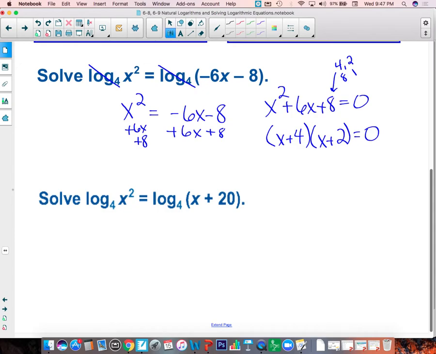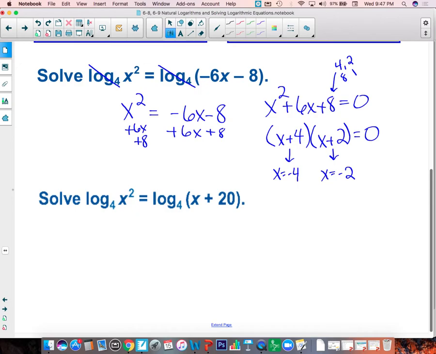Okay, so then the problem is factored. You get your answers from here: x equals -4, x equals -2. Now you're not done with these because we have to check them, all right? Because we have to check for extraneous solutions. Remember, the things that we cannot have inside of a logarithm will be negatives. You can't have negatives inside of a logarithm, all right?